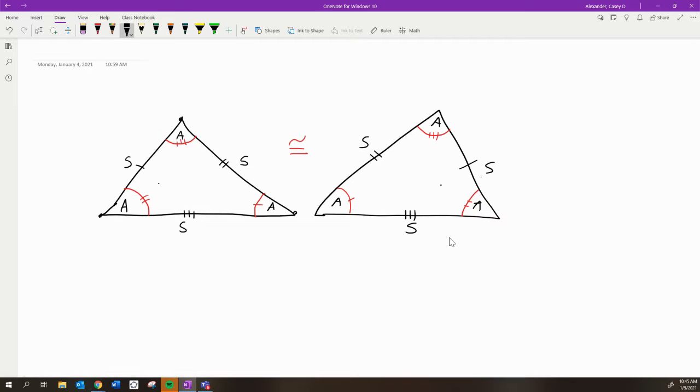Hello, welcome to the summary of the first lesson in the triangle congruence unit. We did this lesson on January 4th and 5th in my class just after the new year.